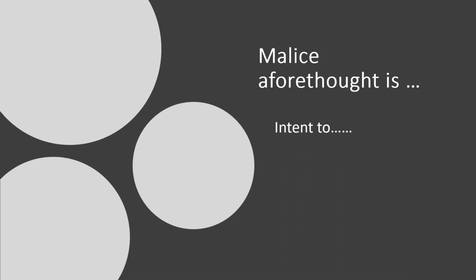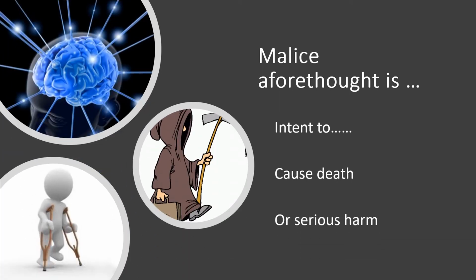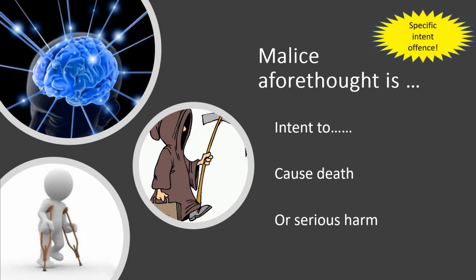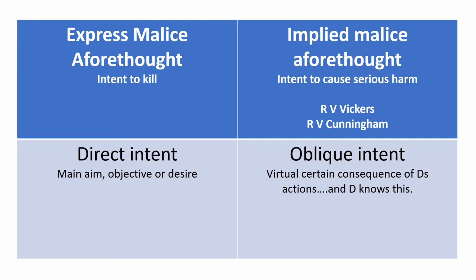So to break it down, then malice aforethought is the intent to cause death or serious harm. So some images there to help you understand it, which makes it a specific intent offence. So in any problem question, we need to understand what level and what type of mens rea the defendant has. And we need to explain that and also apply that. Now we need to choose essentially one from each of these rows. So the defendant will normally have either express malice aforethought, which is intent to kill, or implied malice aforethought, which is the intent to cause serious harm.